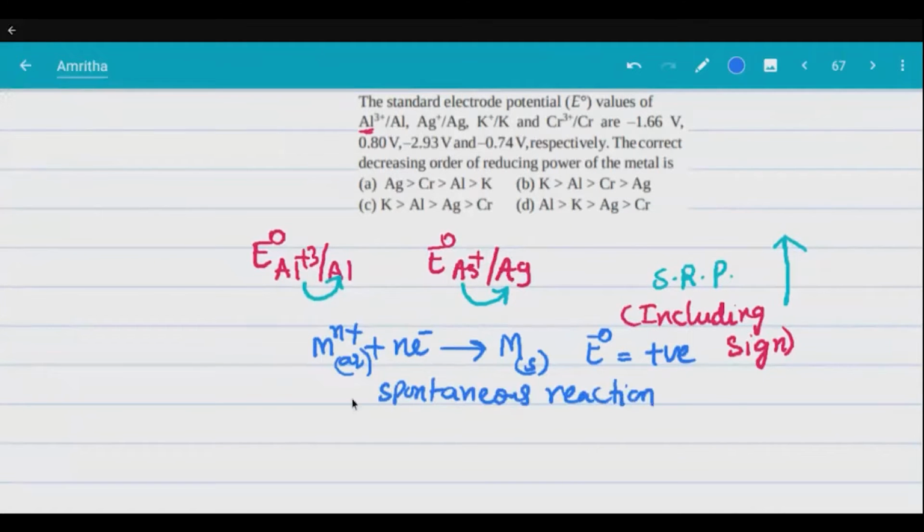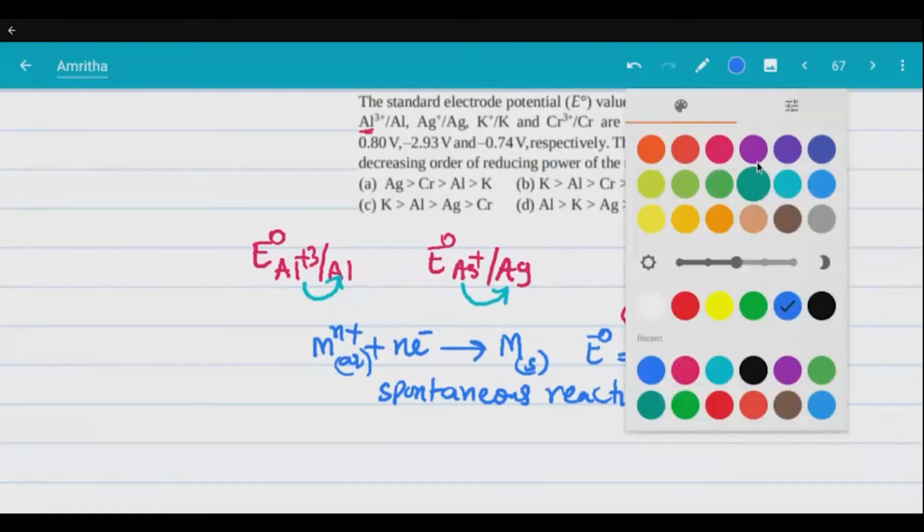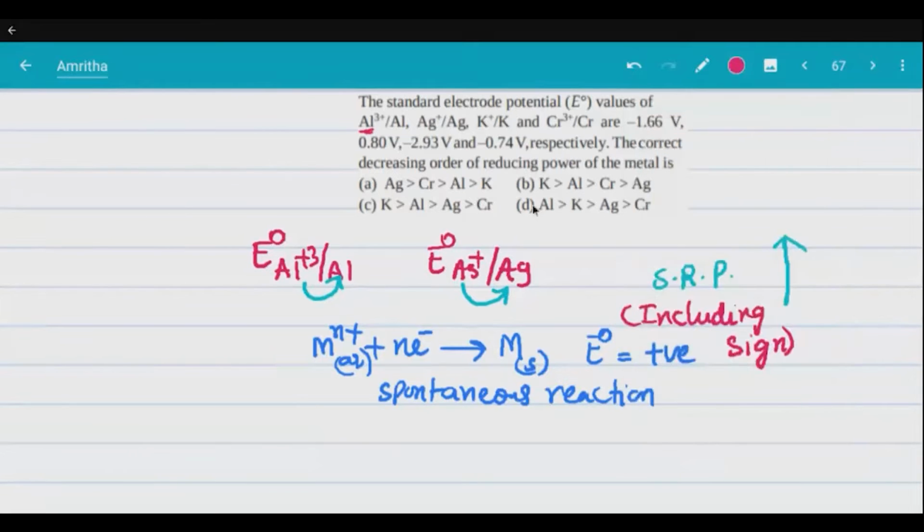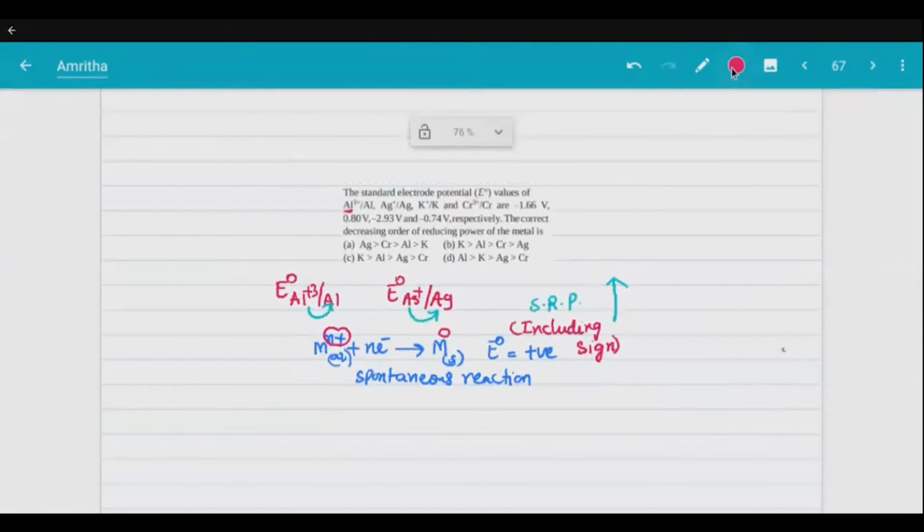Spontaneous forward reaction means it is gaining electrons, it is taking electrons. So what is the nature, reducing or oxidizing? If you see the oxidation number of M, it goes from n plus to 0. M is reduced itself. So this is a good oxidizing agent. If SRP is more, what can you infer? It is a very good oxidizing agent. Oxidizing nature increases.